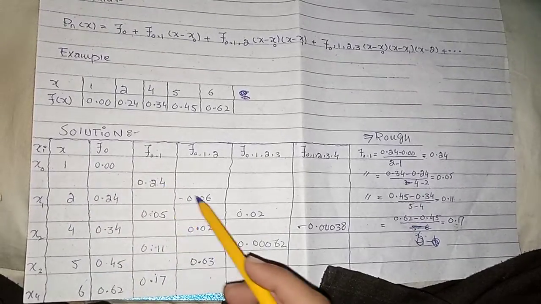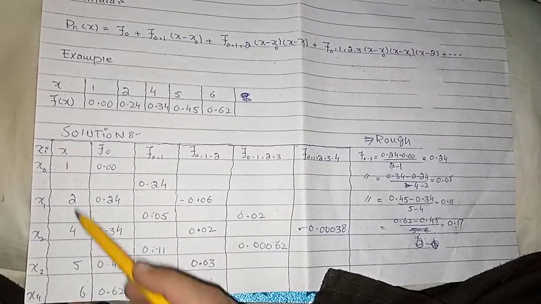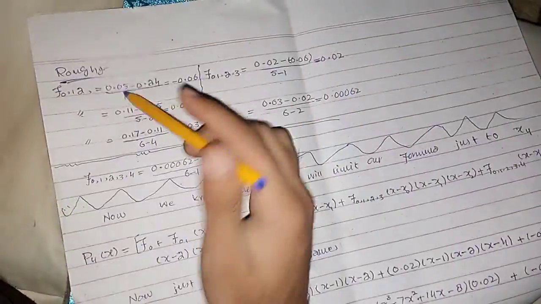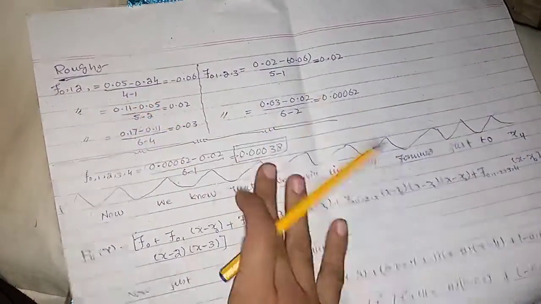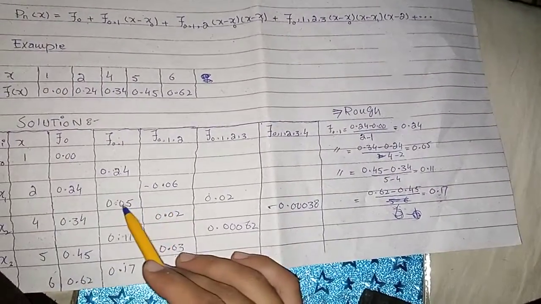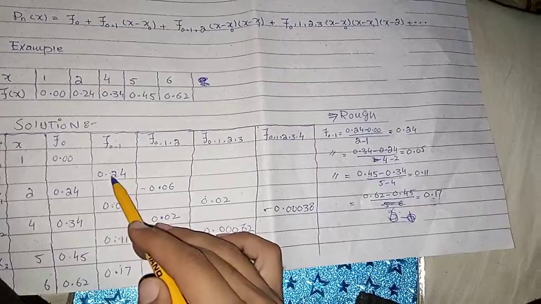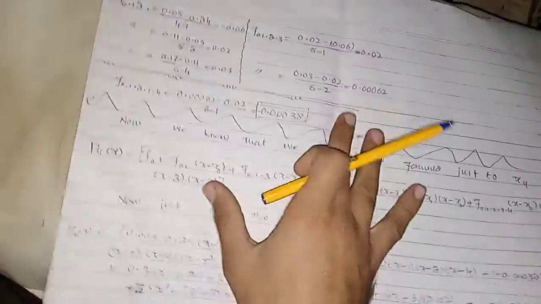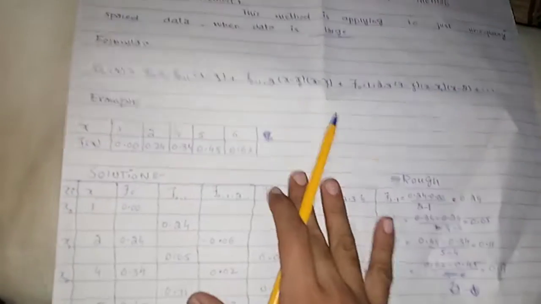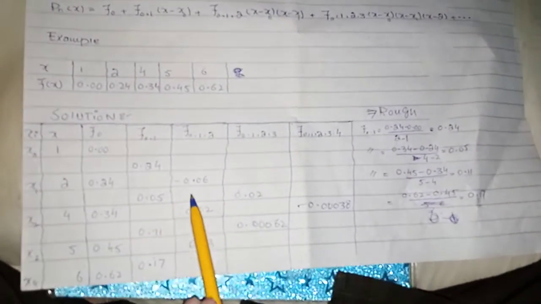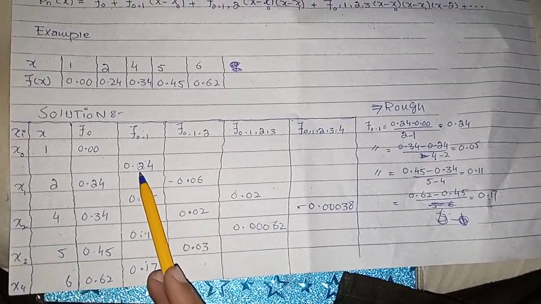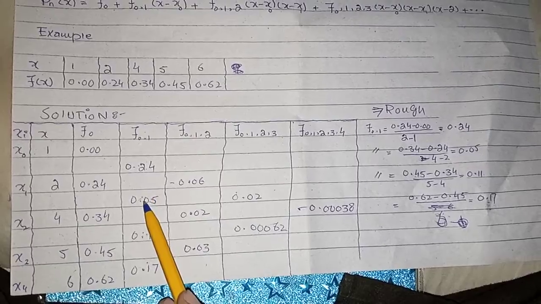Because as I have subtracted this from this, so the same I would subtract this from this. Okay, so you can see here, f[x0, x1] is 0.05 minus 0.024. But here it's a little bit difficult, so you have to be focused: as I have subtracted this from this, I have subtracted this from this, so the same.